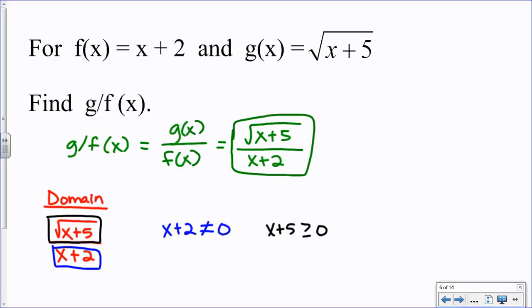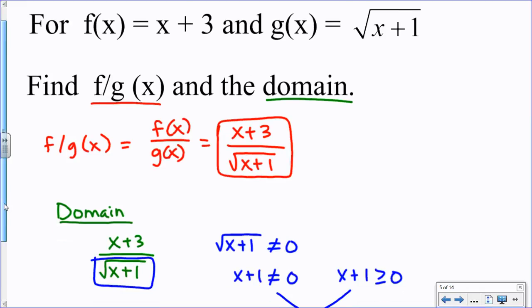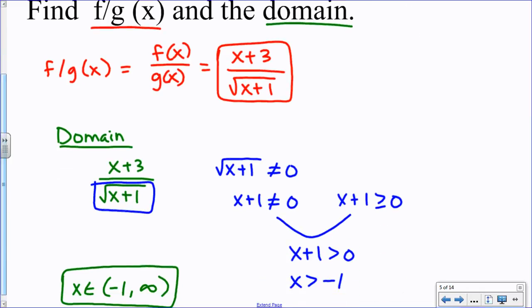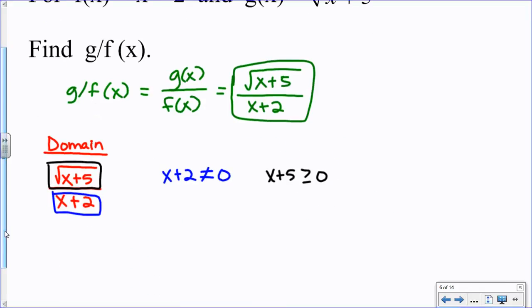Now the one I just did, I was able to put together because they were the same part. They were the radical and the denominator. So I was able to put them together. These are not the same part. Like you can't just say x plus 5 must be greater than 0. That doesn't have any effect on my negative 2. So I have separate parts here. Does that make sense? You guys see the difference between the two?